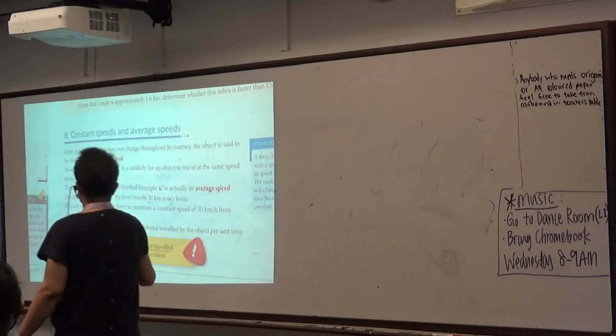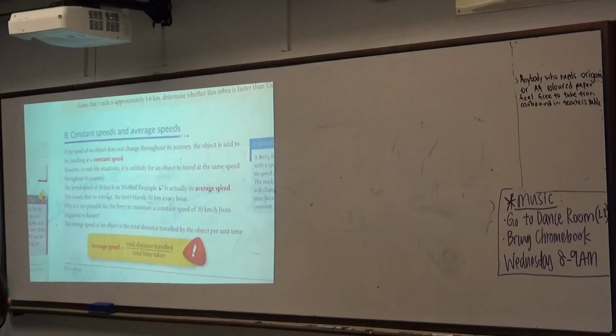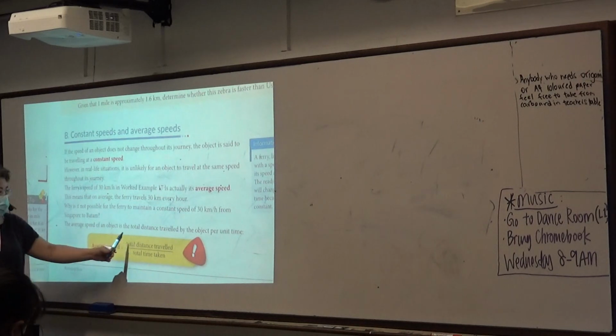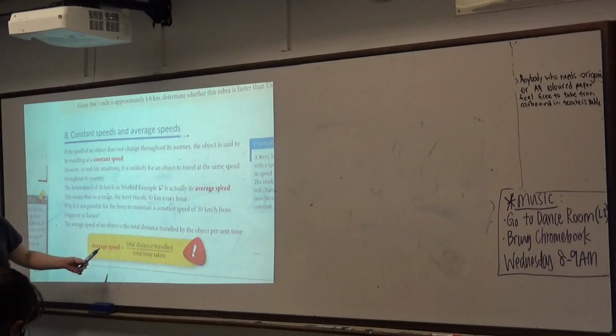Okay? So, the speed of 30 km per hour in, for example, 17 is actually the average speed. That means on average, the ferry travels 30 kilometers every hour. Why is it not possible to maintain a constant speed? Of course, sometimes there is another boat crossing, right? So you have to slow down, that sort of thing, okay?